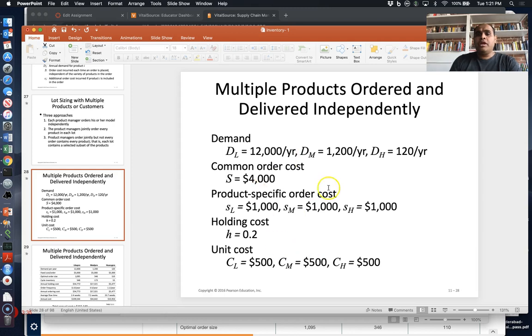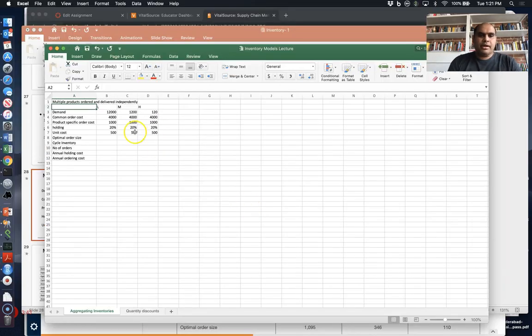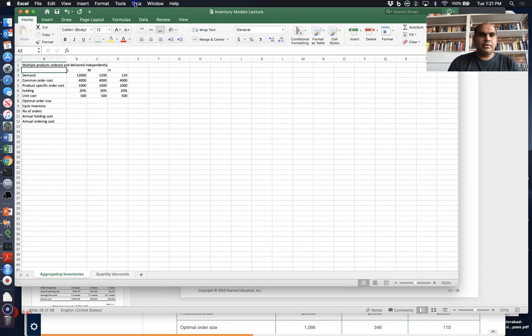Now, if you are doing them independently, this is like solving three separate EOQ models. So let's do that. I have all the relevant data up here in this Excel file right here.